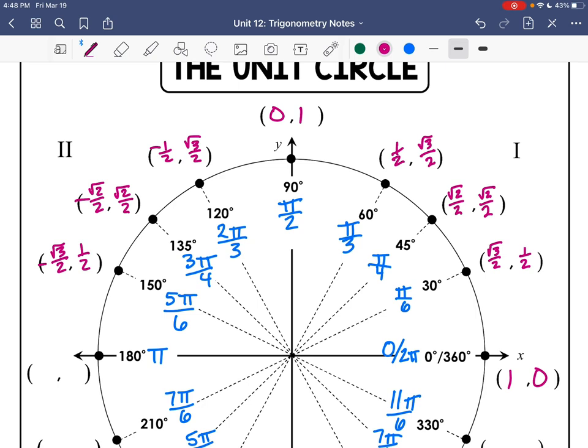Then the same thing is true for 180. It is going to be the same as the 0 value, except its x is negative. Same thing. All right.